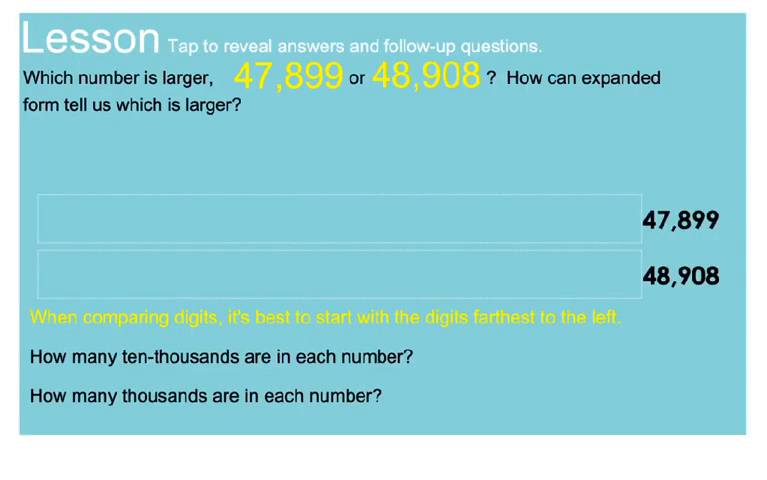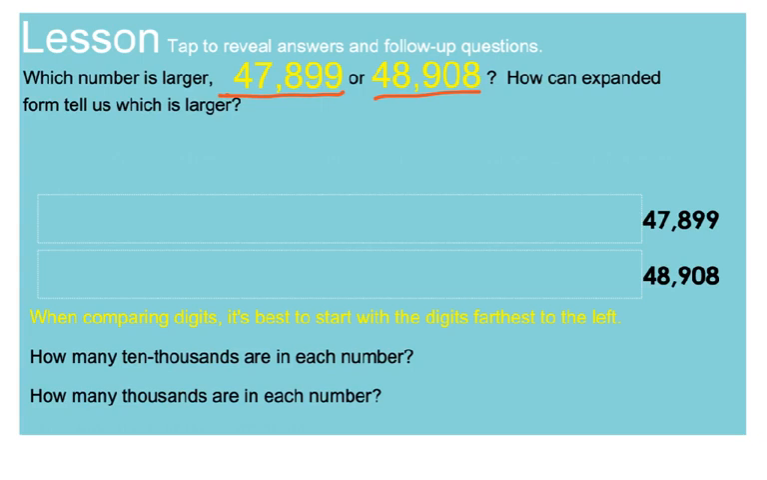Go ahead and read the 2 numbers in yellow at the top of your screen. Pause it and read them aloud. The first number is 47,899. The second one is 48,908. We can look at those in what we would call expanded form.